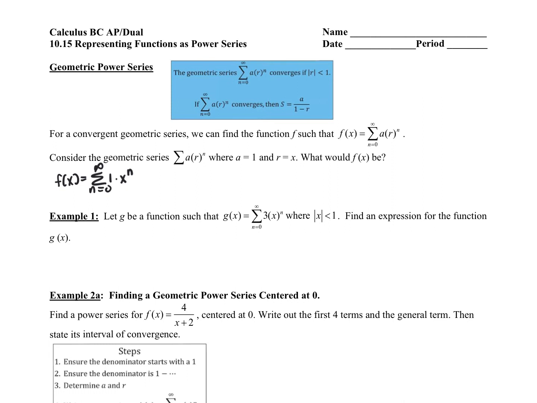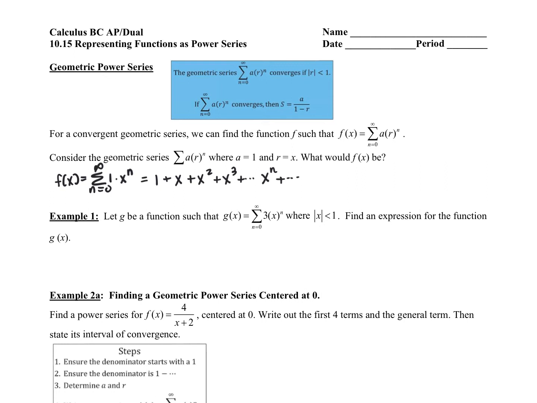Okay, so we're plugging in a and r. So let's write out the first couple terms. What will the first term be when we plug in n equals 0? 1, which is a. What will the second term be? 1 times x to the first power, so x. What will the third term be? Plug in 2 and you'll get x squared. Plug in 3 and you get x cubed, and so on. So our nth term, or general term, is x to the n, right?